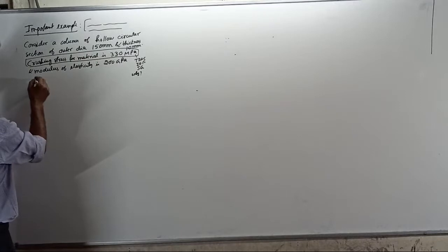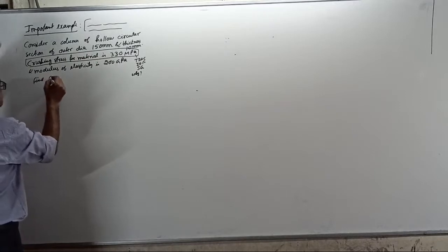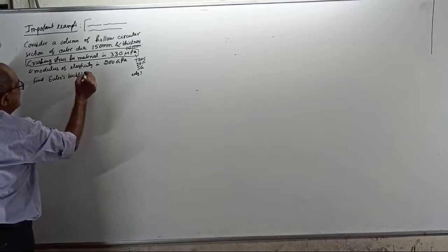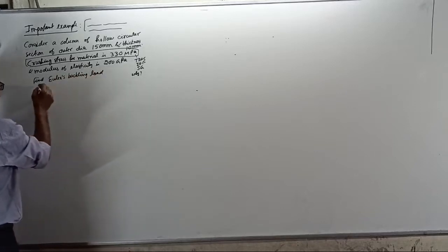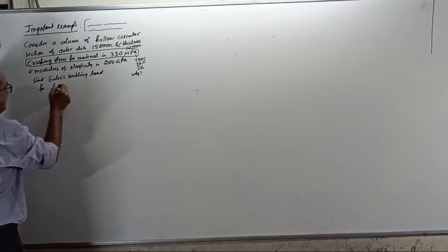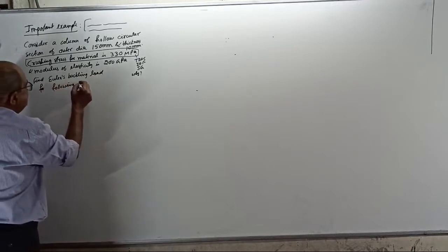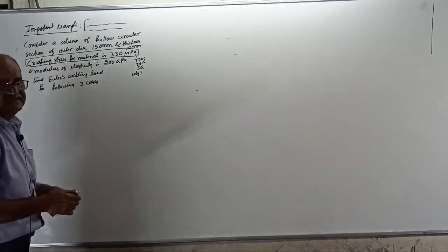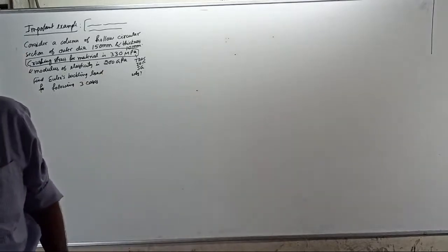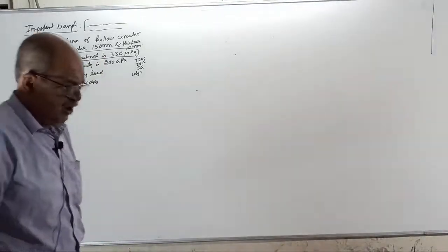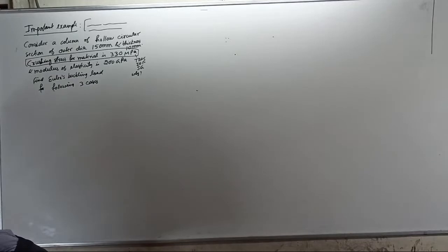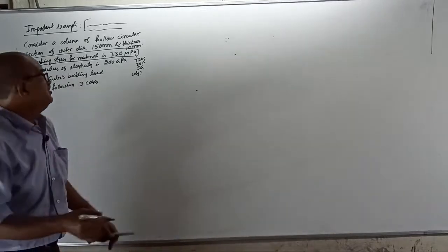Now, find Euler's buckling load for the following three cases. I will put here the cases in red color for the reason. This is a common data, but the following three cases are different cases. I will use red color so that you can make out why the following three cases.